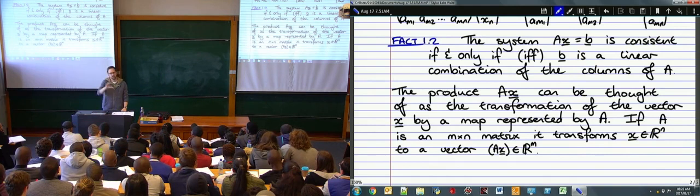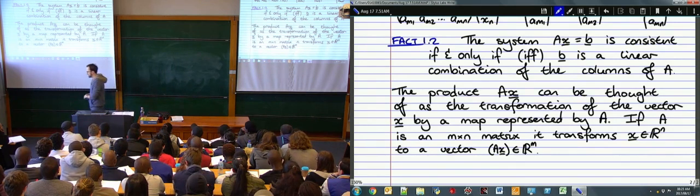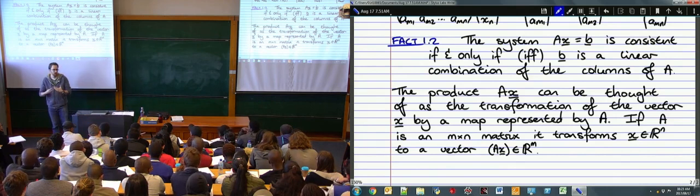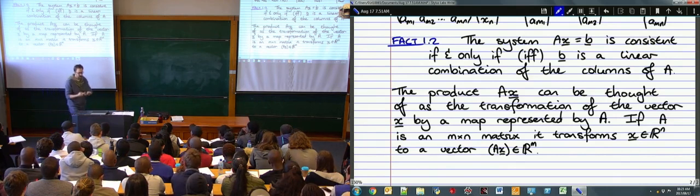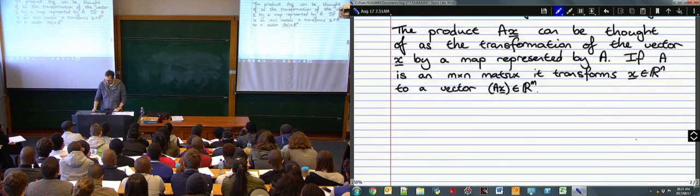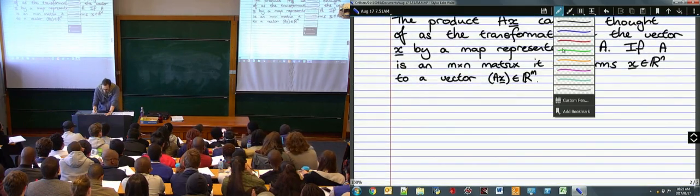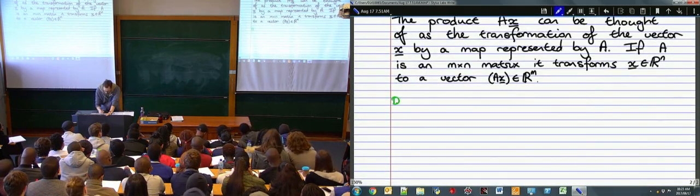We have matrices doing these transformations, and the really nice thing about matrices is that they turn out to represent what are called linear transformations. So let's write down the definition of a linear transformation. Turns out that linear transformations are really nice to work with.